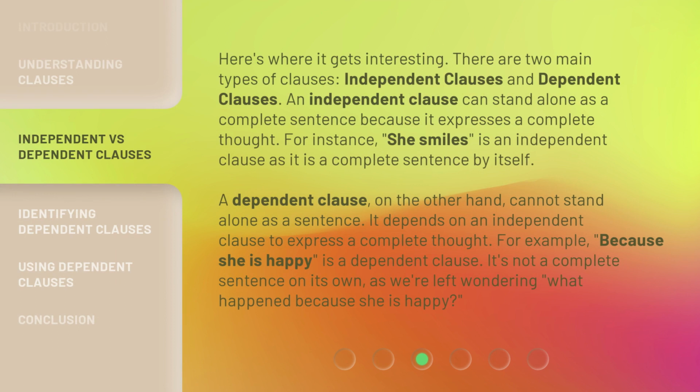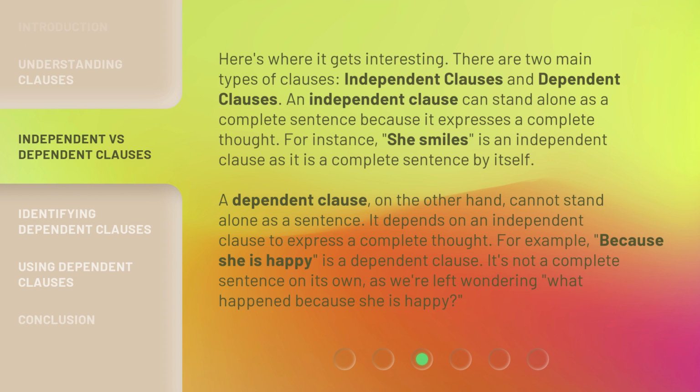Here's where it gets interesting. There are two main types of clauses: independent clauses and dependent clauses. An independent clause can stand alone as a complete sentence because it expresses a complete thought. For instance, "she smiles" is an independent clause as it is a complete sentence by itself.